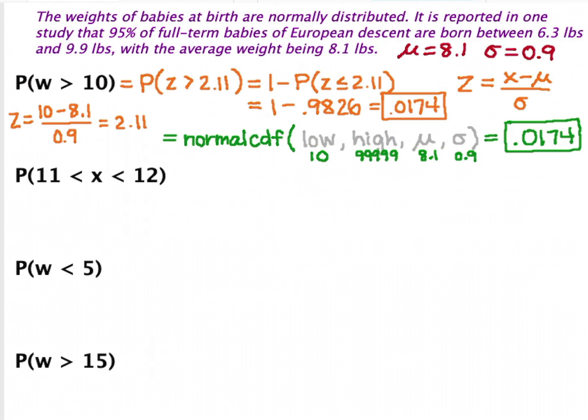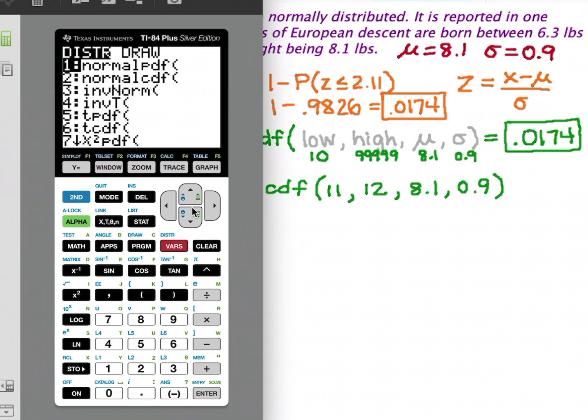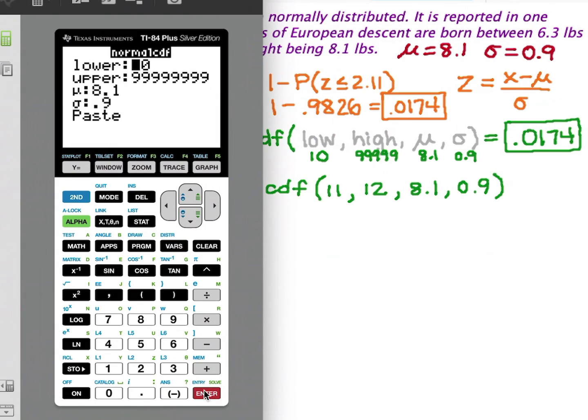Let's do that again. Let's do that to figure out the probability of finding a baby that is so big that it's between 11 and 12 pounds when it's born. I wonder if any of you were big babies. So when we do our normal CDF, the low would be 11, the high would be 12. We're just looking for the probability of being between 11 and 12. We know mu is 8.1 and sigma is 0.9 pounds. Second vars, normal CDF.